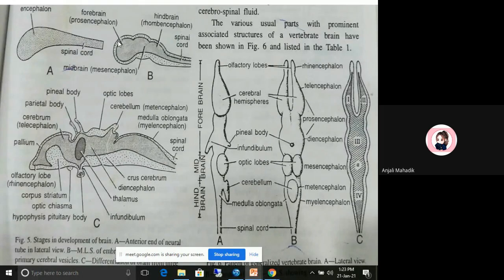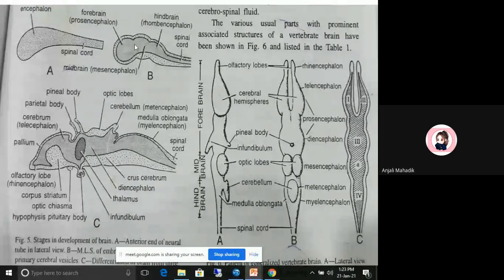This tube is then divided by constriction into the four... and behavior of the animal. These are again divided into three parts and differentiation. These are the differentiations. In the forebrain, there is the olfactory lobe. Another name is rhinencephalon. So this is another name, rhinencephalon, the olfactory lobe, a forebrain part.